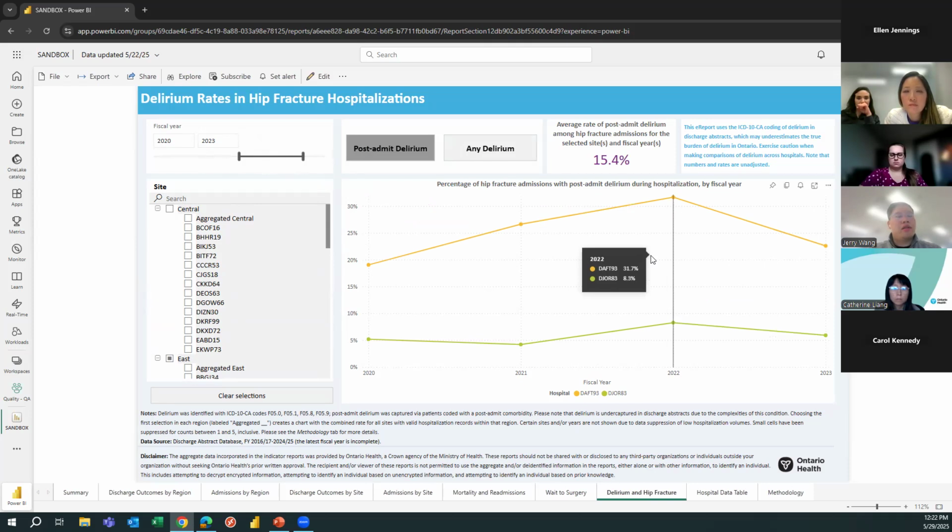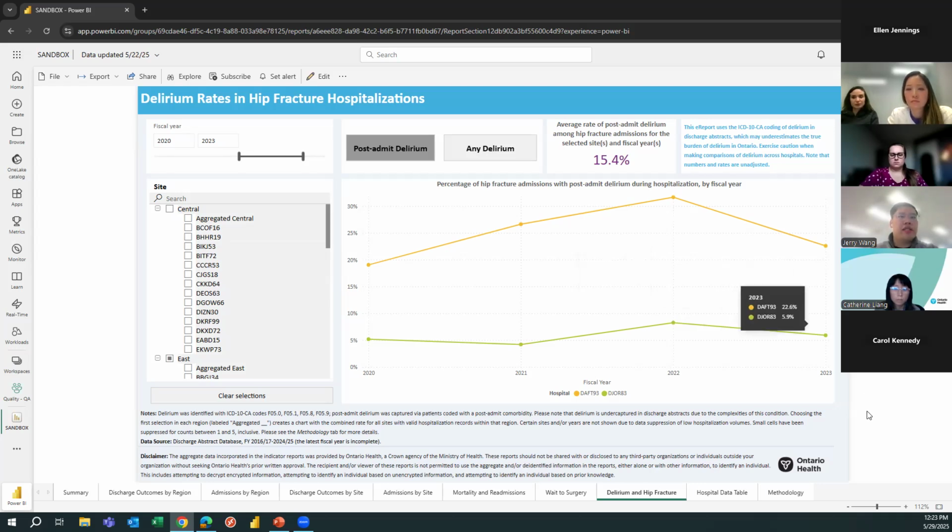And a lot of people have found out that it's because the hospitals are measuring and noting down the delirium rates in their patients a lot more. So not necessarily that the delirium rates are higher, it's that they're measuring it more often in Daft compared to Jor. So this is just a little bit of a demo on what can be done with this eReport.